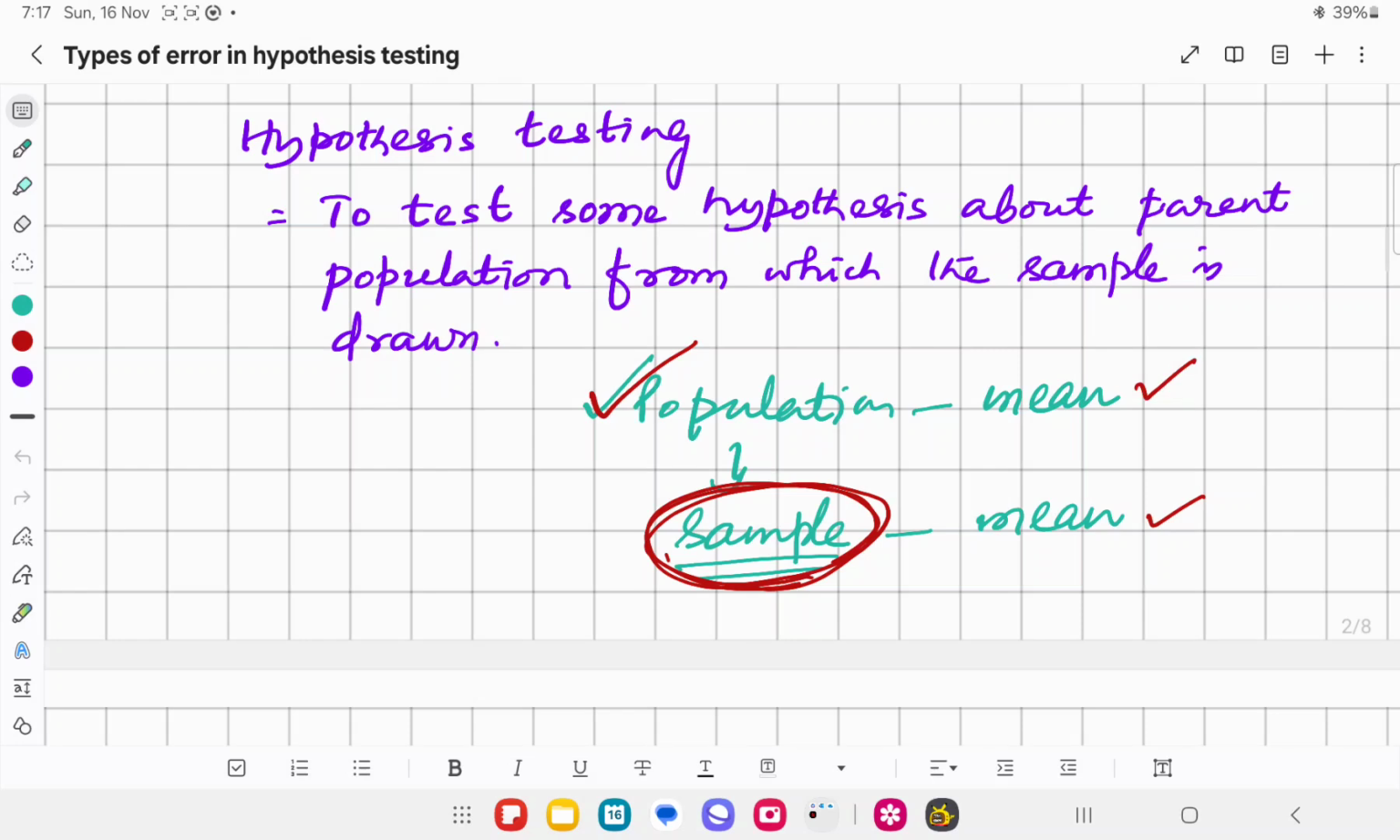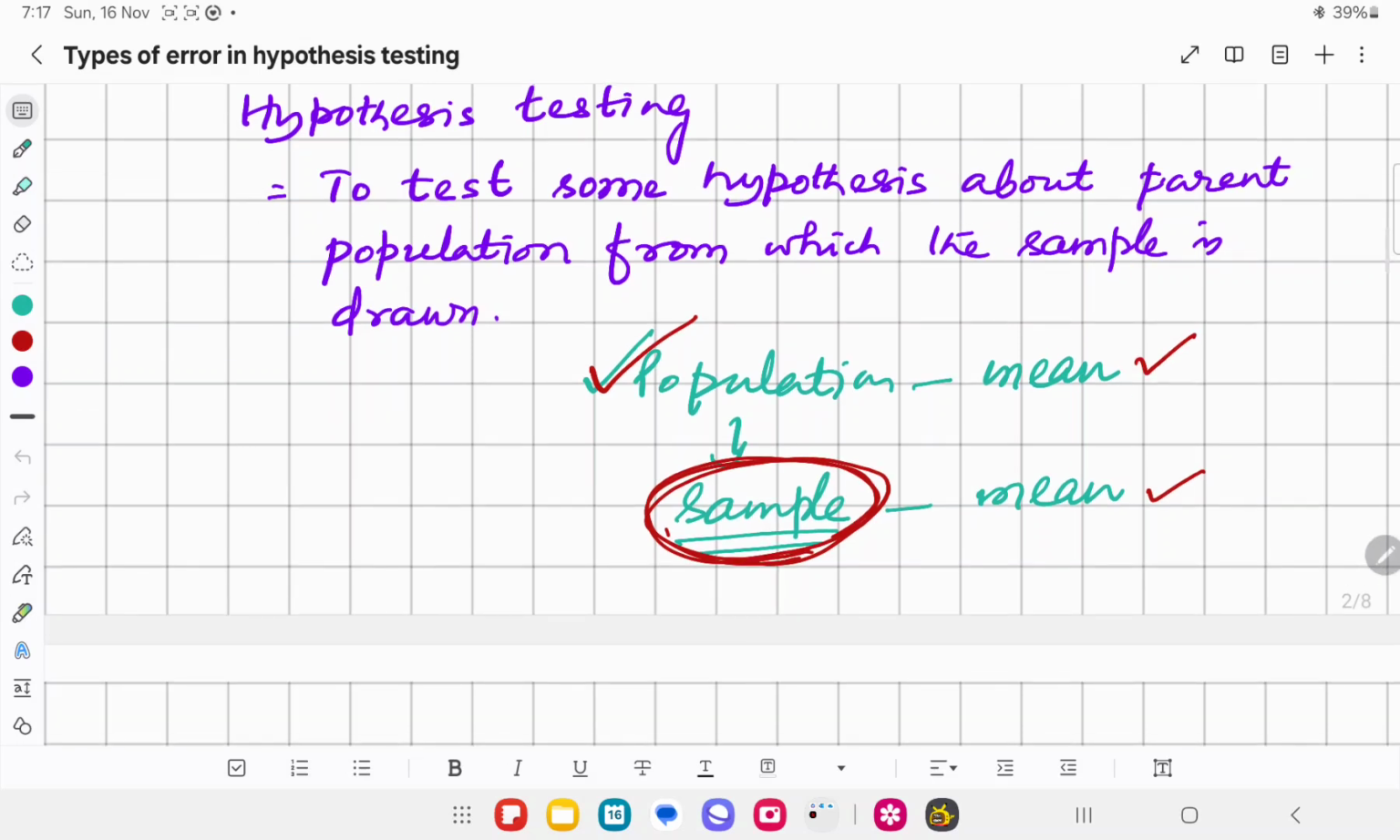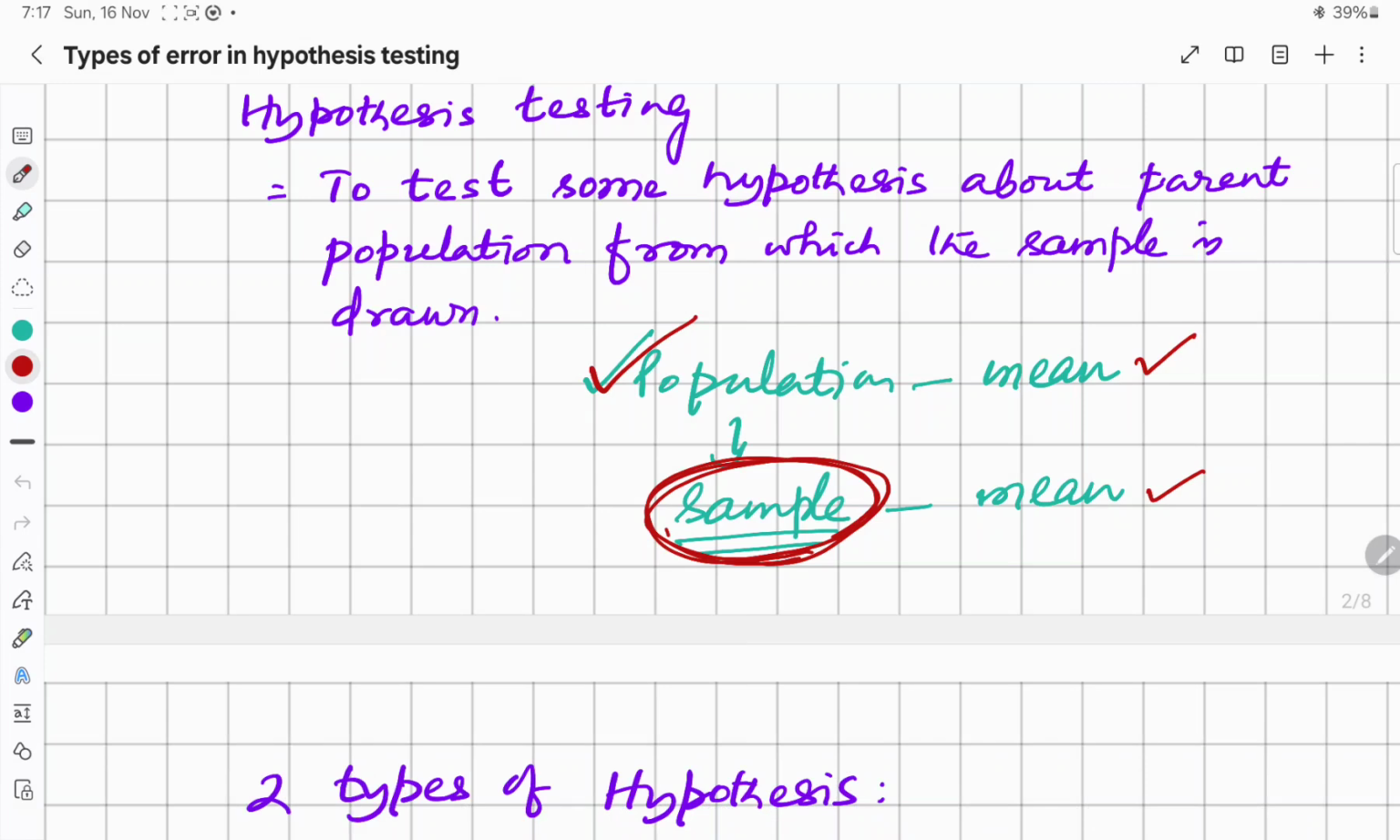Since it is not possible to conduct the experiment in the whole population, we take a sample population. So there will be a population mean and there is a sample mean, and we can assume that this sample represents the whole population. That means we assume that the sample mean is equal to the population mean. There is no difference between them. Or we can assume that there is a difference between the sample mean and the population mean.